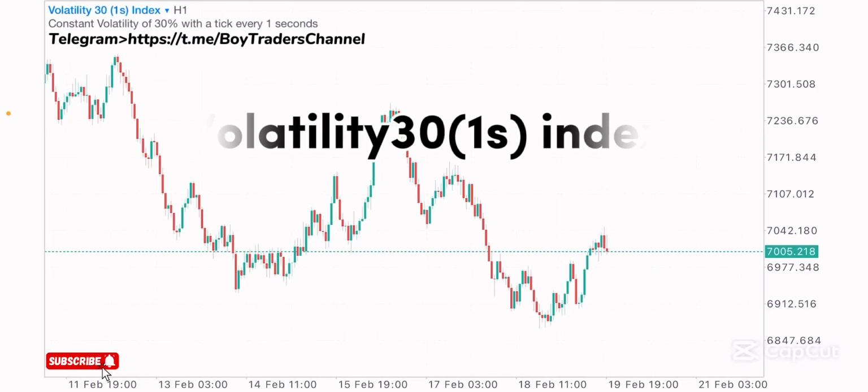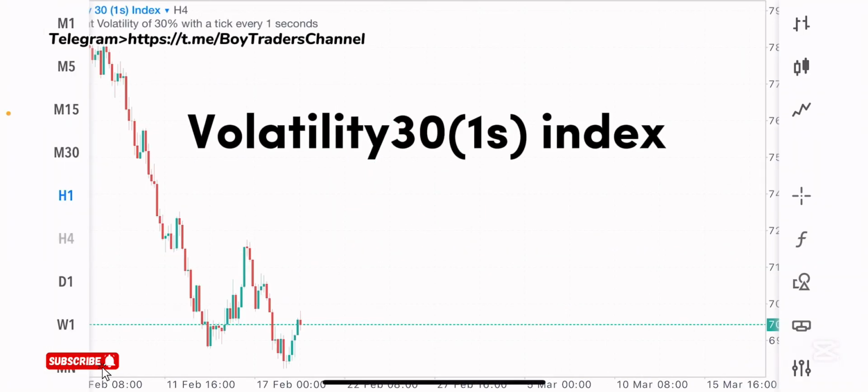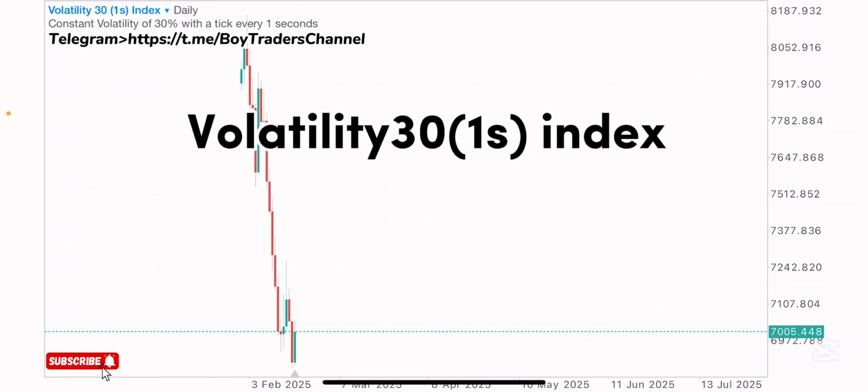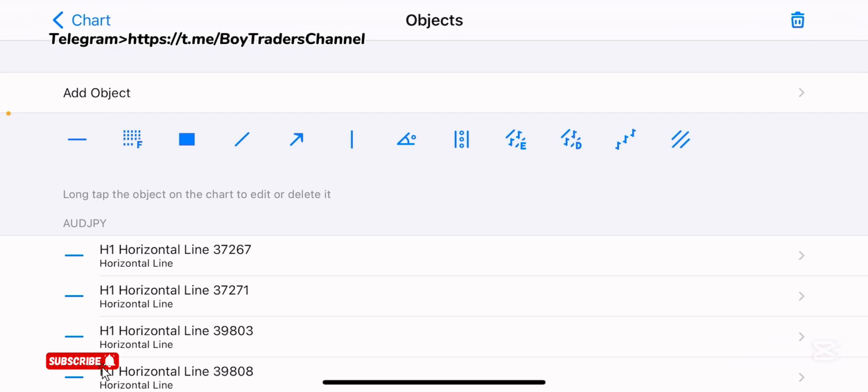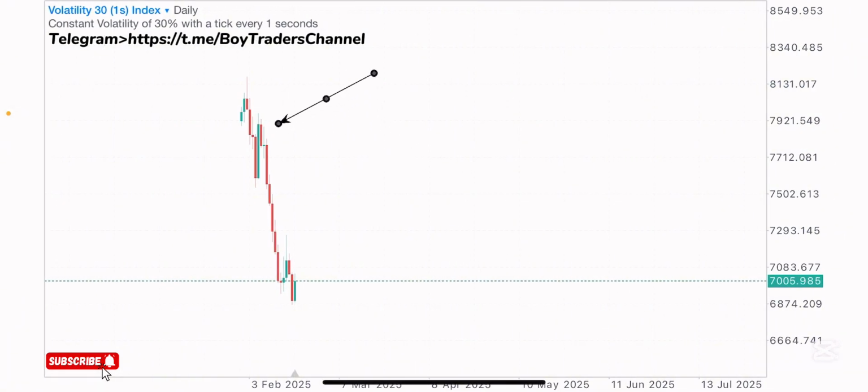This Volatility 31S index is a new index introduced newly by Deriv. This index has been existing for about 3 weeks now. There's not much data on this index, as we can see on the daily time frame. Let's count the days of existence: 1, 2, 3, 4, 5, 6, 7, 8, 9, 10, 11, 12, 13, 14, 15, 16, 17, 18 days of existence on this index.